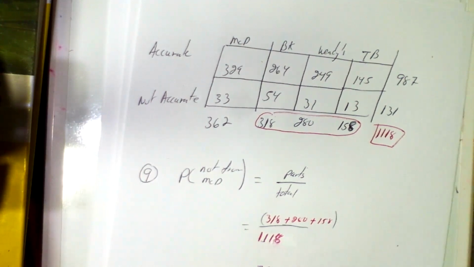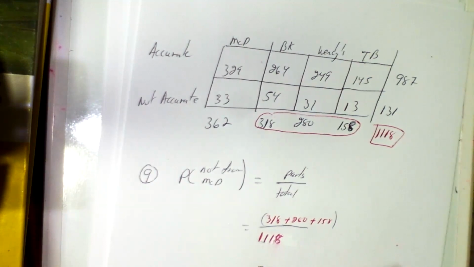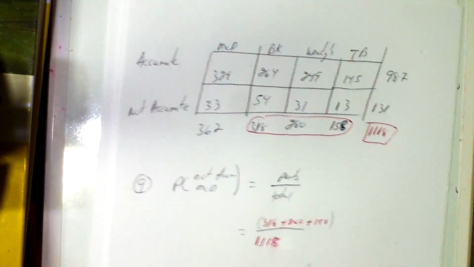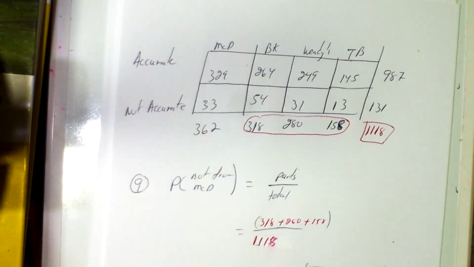756. And I'm going to divide that by 1118. And I'm gonna round it to 3 places. 0.676 or 67.6% is my answer. So I'm using just parts over total because there's no or stated in the problem. So that's number 9.